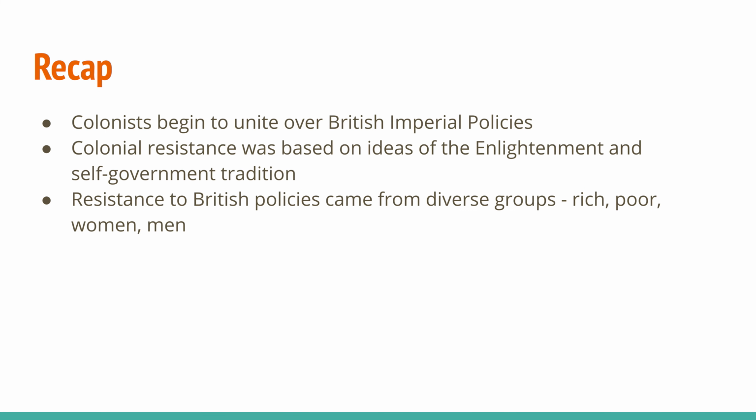All right, and then finally a recap. The colonists begin to unite over British imperial policies. The colonial resistance was based on ideas of the Enlightenment and the self-government tradition, and resistance to British policies came from diverse groups: rich, poor, women, men. All different groups supported these policies, but as we'll see later on, there's also going to be a group of colonists who are going to remain loyal to the British Empire.